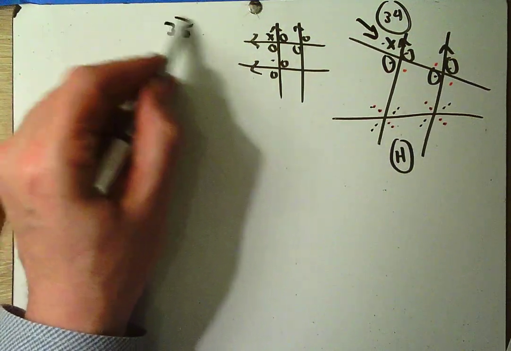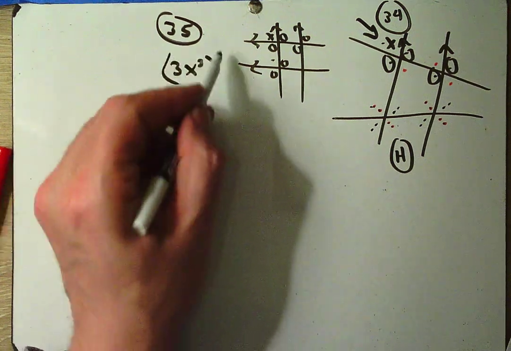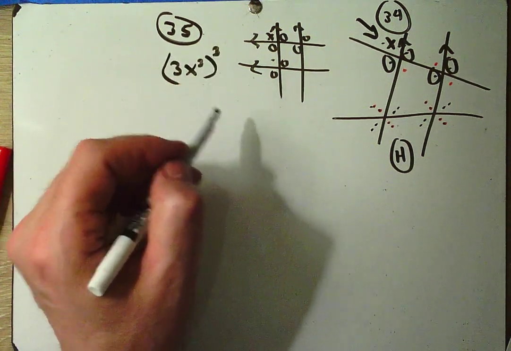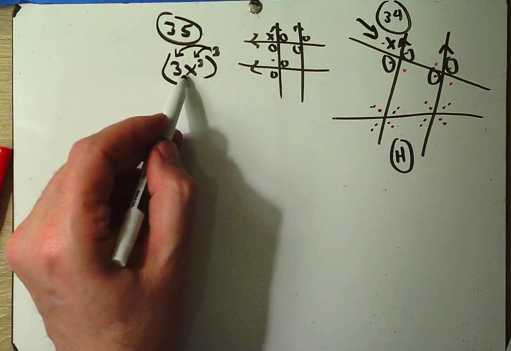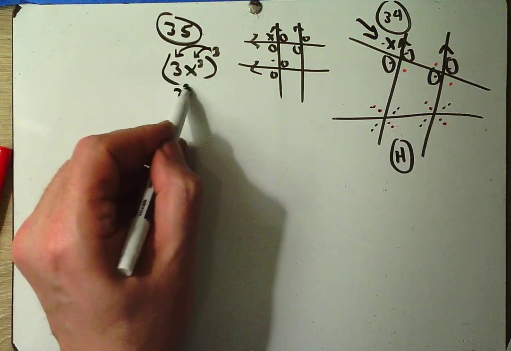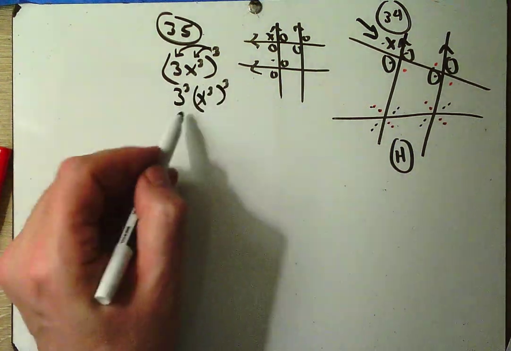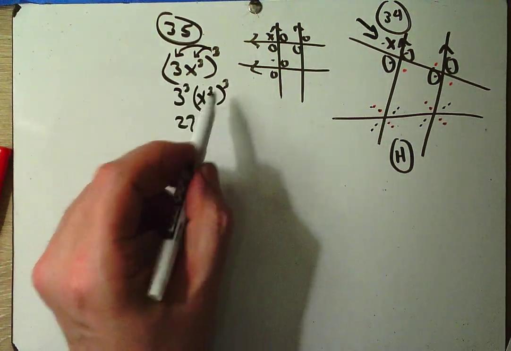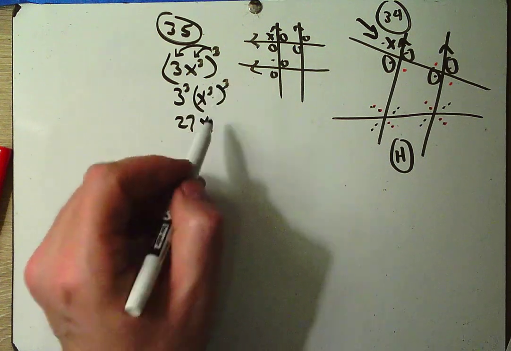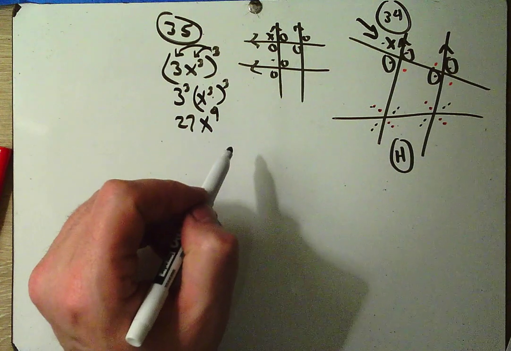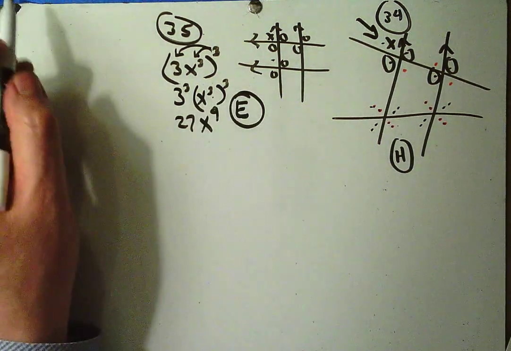35. 35 says 3x to the third raised to the third is equivalent to what? Well, I apply that exponent to both of these because there's no plus or minus sign in here. I get 3 to the third and x to the third raised to the third. 3 to the third is 27, and when I raise a power to a power, I multiply them. 3 times 3 is 9. 27x to the ninth, which is why E is my answer to 35.